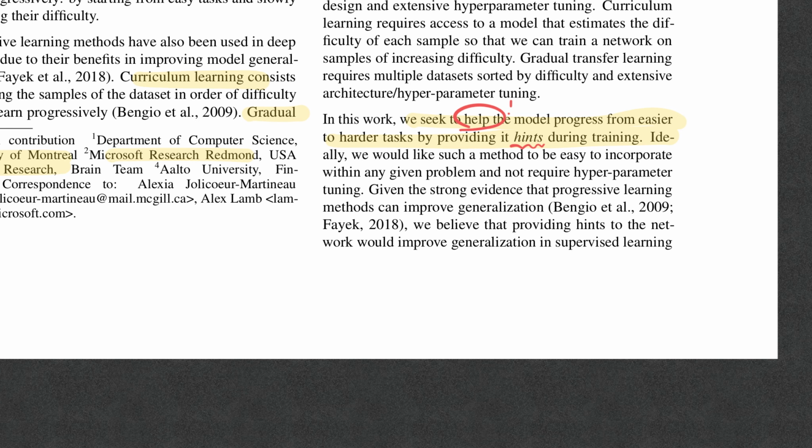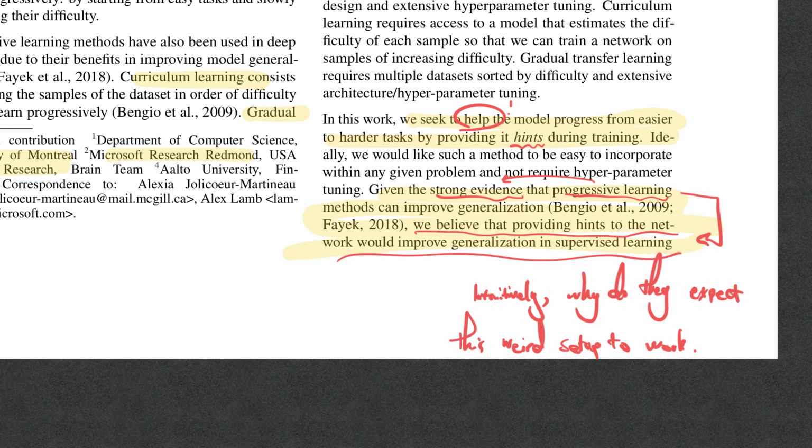Again, they mention that their objective is to help the model progress from easier to harder tasks by providing it hints during training. One question one might ask is, intuitively, why do they expect that this approach would work? They mention that, given the strong evidence that progressive learning methods have demonstrated, they believed that providing these types of hints to the network would also improve generalization in the supervised learning setup. Therefore, the evidence for the advantages of progressive learning is the intuition as to why this methodology should work.